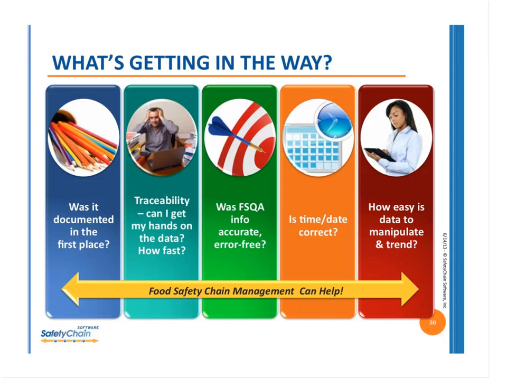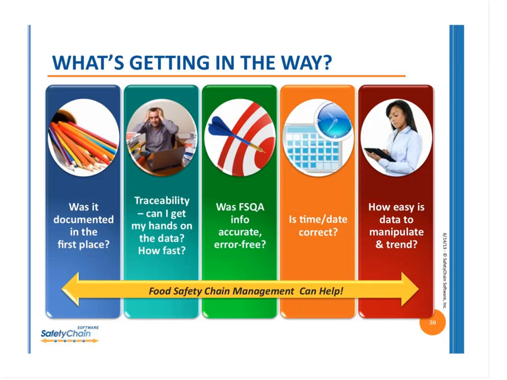One is, was the information that would be required for that root cause analysis documented in the first place? We like to think everything is documented. We also know that doesn't always happen, or it doesn't always happen in a way that you can get your hands on the information. Some of the things that are coming out with the FSMA rules are going to require more documentation. But even if it was documented, what's getting in the way is getting hands on the data.